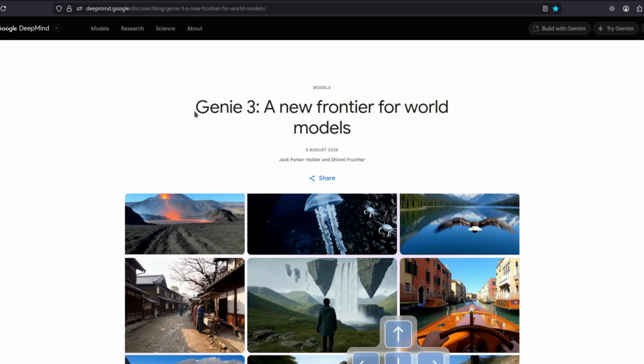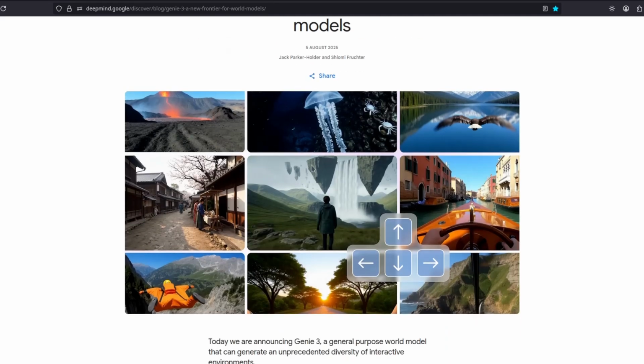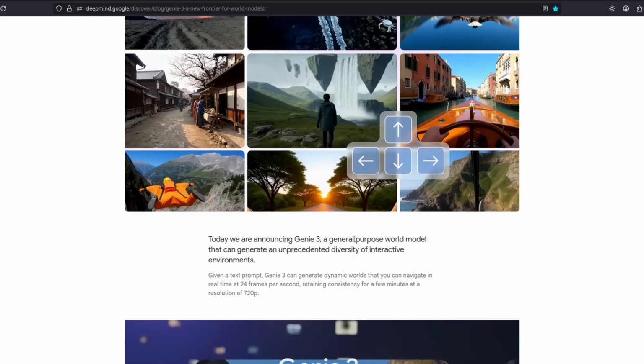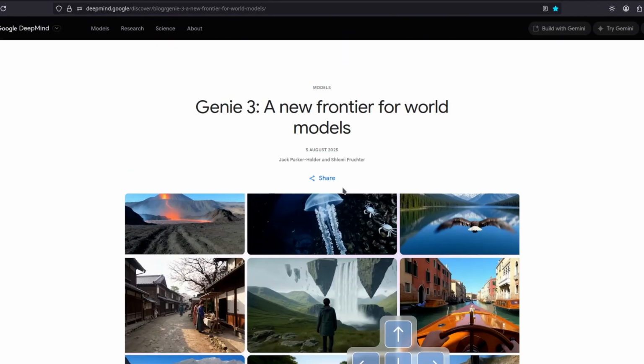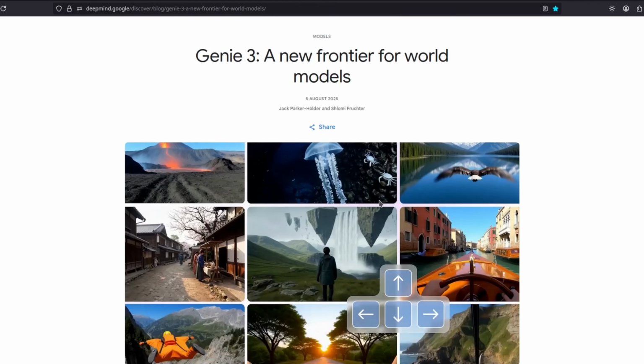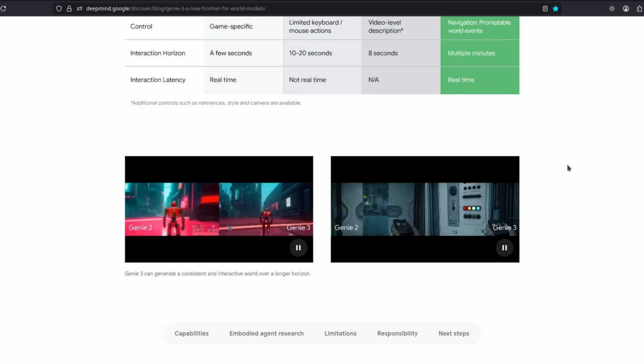Google released this Genie 3, which is a world model. What you can do is interact with, well, the world. So it's basically like a video game, but it's much more than that. This can be used to train other AI. This is on another level.